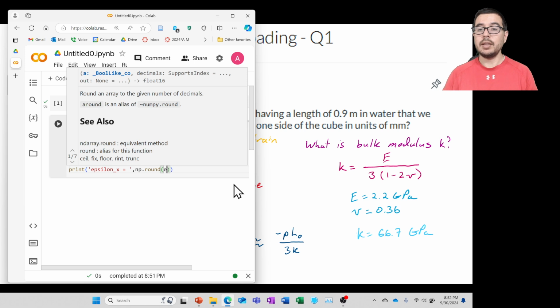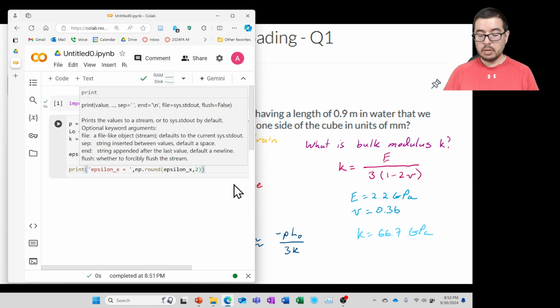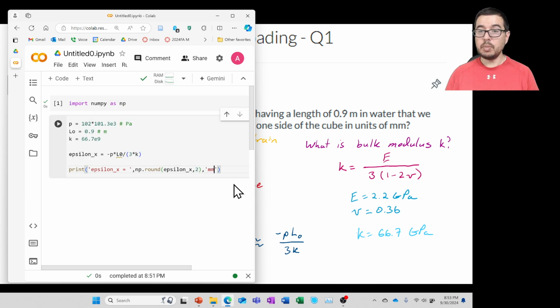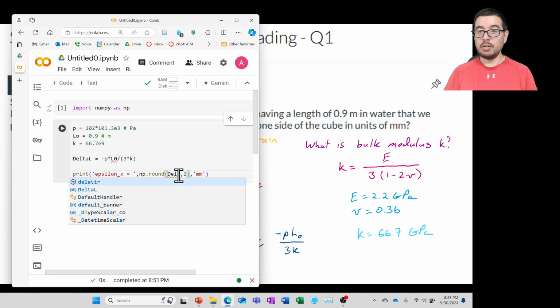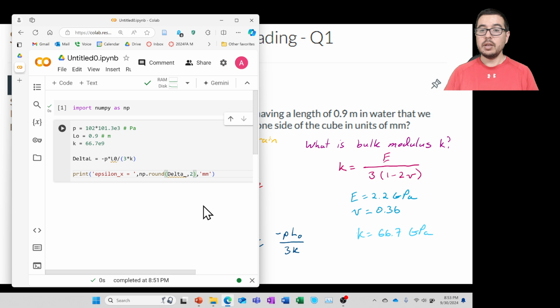Now it's saying it wants it in millimeters, so let me just write down millimeters here. And no, it's not epsilon x. That's what happens when you don't see things. It's delta L. Okay, so let's just change that. Sorry about that. Some of you might have been screaming, no, you're putting it in wrong. Delta L, and it's going to be in millimeters, so we got to multiply by 1,000, just like that. Okay, and let's see what we get.